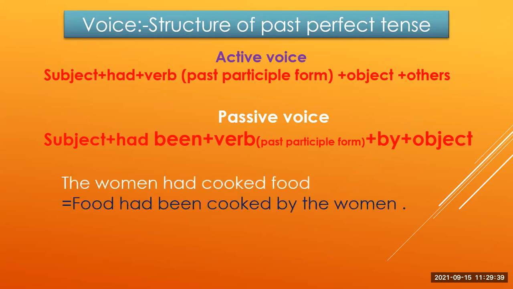For example, the woman had cooked food. This is an example of past perfect tense. So the passive voice of this sentence is food had been cooked by the woman.